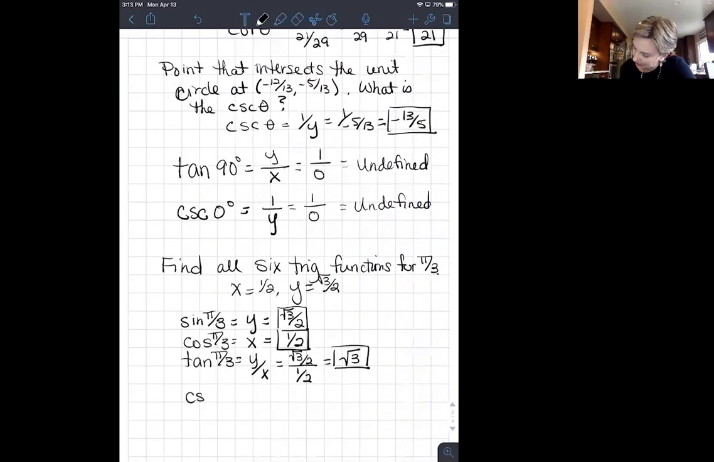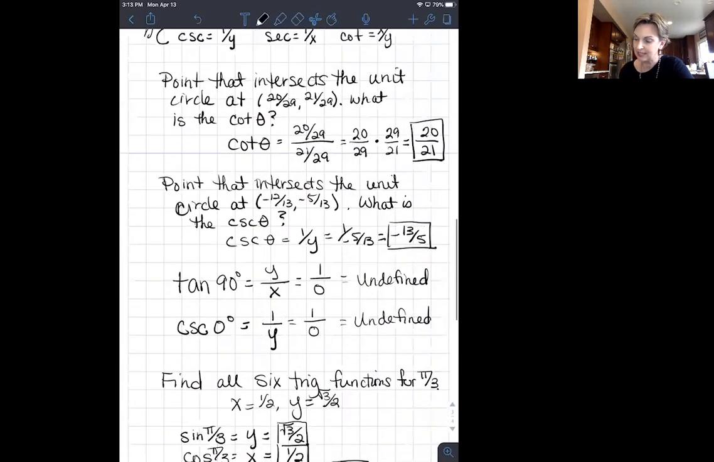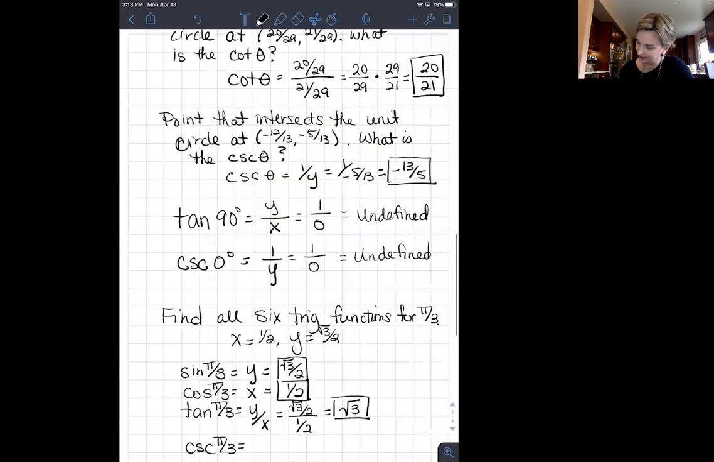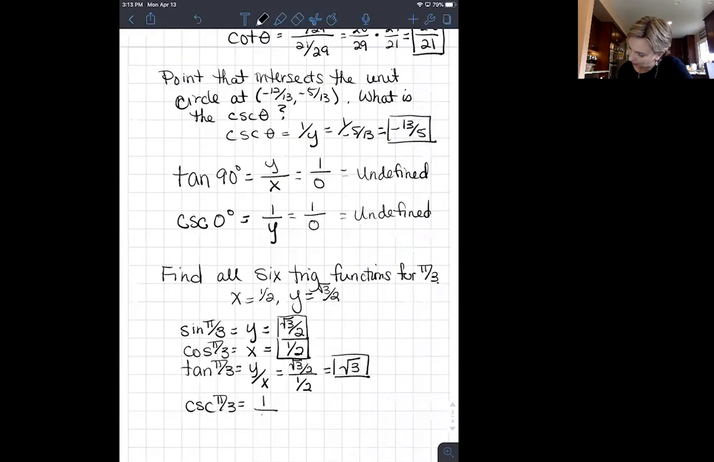Okay, how about cosecant of pi over 3? Okay, cosecant is 1 over y. So 1 over the square root of 3 over 2. That simplifies to 2 over the square root of 3. Right, we can't leave that. Got to take care of that by multiplying top and bottom by the square root of 3. And that gives me 2 square root of 3 over 3.